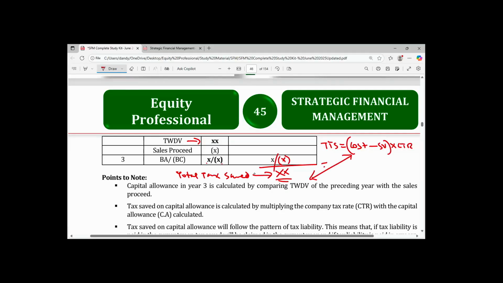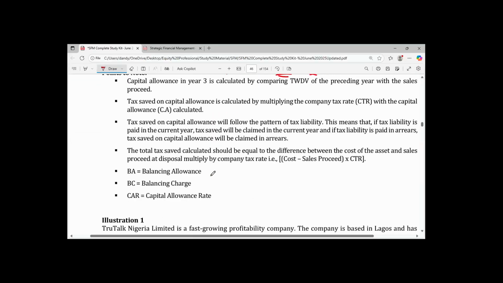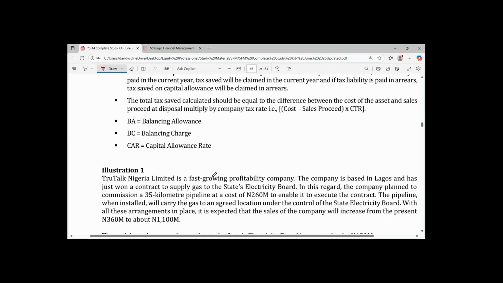The two of them must be equal. Okay? The two of them must be equal. So that is how to calculate tax saved on capital allowance.